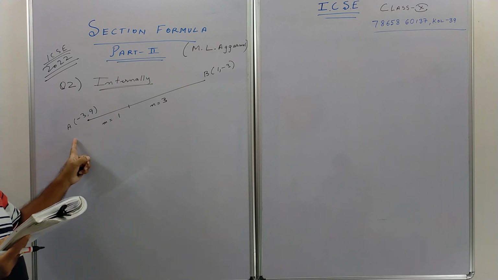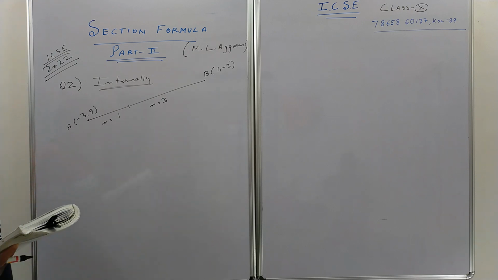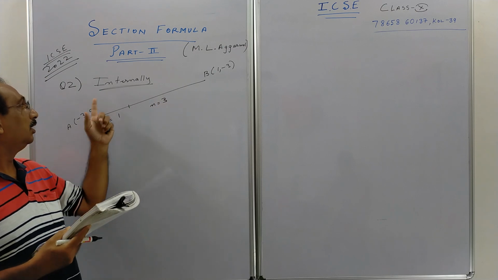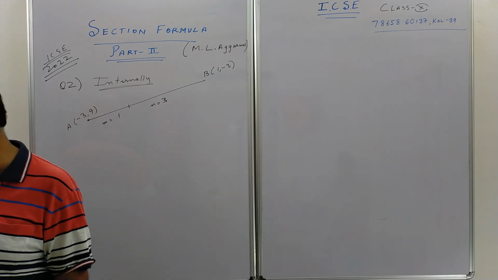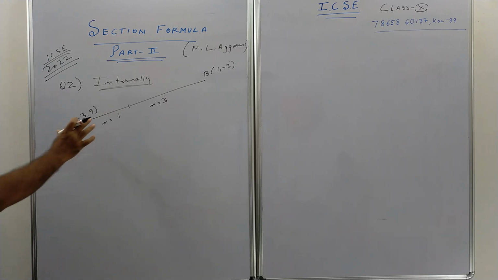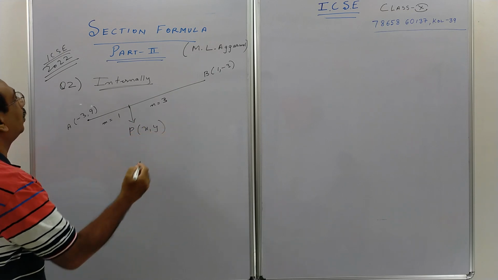Two points are there, A and B. A is (minus 3, 9), B is (1, minus 3). P divides it in the ratio 1 is to 3 internally. What do you mean by internally, children? The point P lies inside. If you see, point P lies inside. This is point P. We have to get X and Y.